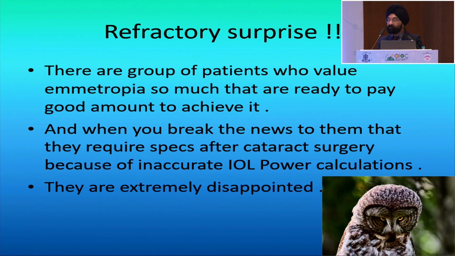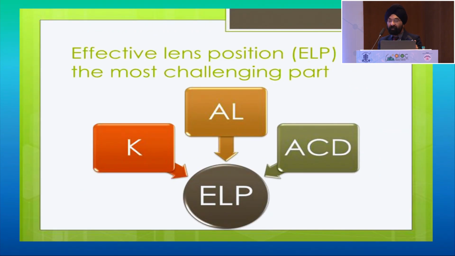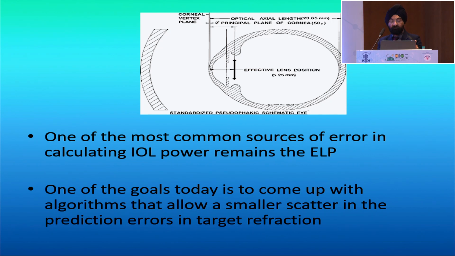But there are a group of patients who value their emmetropia so much that they are ready to pay any amount to achieve it. And after surgery, if you break the news to them that they require spectacles after cataract surgery, they are extremely disappointed. So what are the major sources of prediction error for IOL power calculation? ELP prediction accounts for 35%, followed by other parameters like axial length and keratometric measurements. So effective lens position is the most challenging part in IOL power calculation. And one of the goals today is to come up with algorithms that help you to achieve near emmetropia.